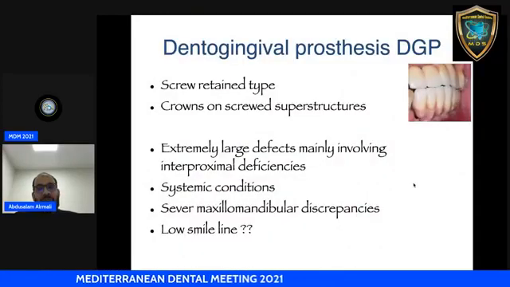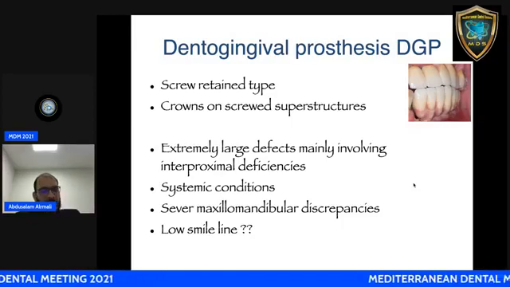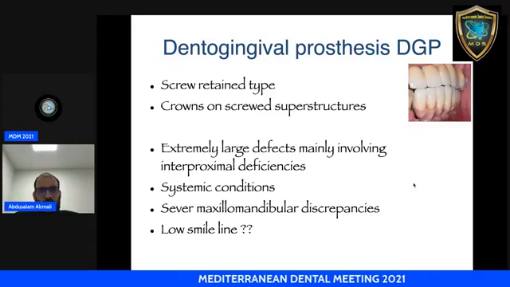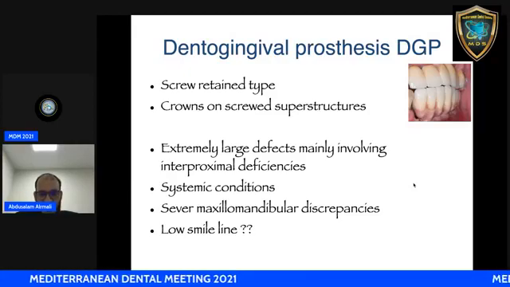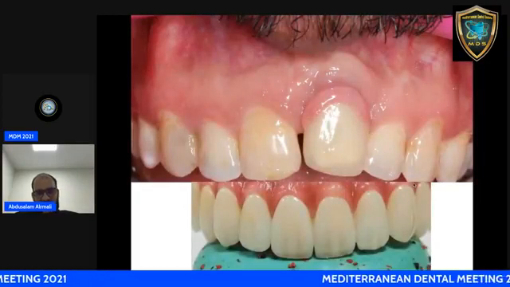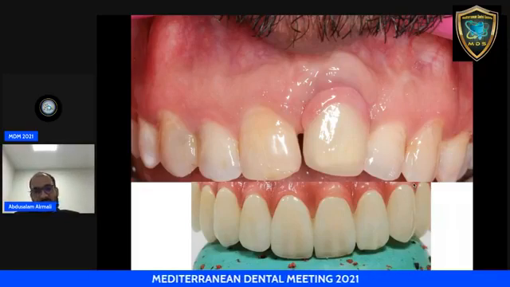And finally, in some cases, it is indicated to do dentogingival prosthesis, screw retained crown or screw retained suprastructures in case of extremely large defects, or in some cases where the patient can accept this final result.